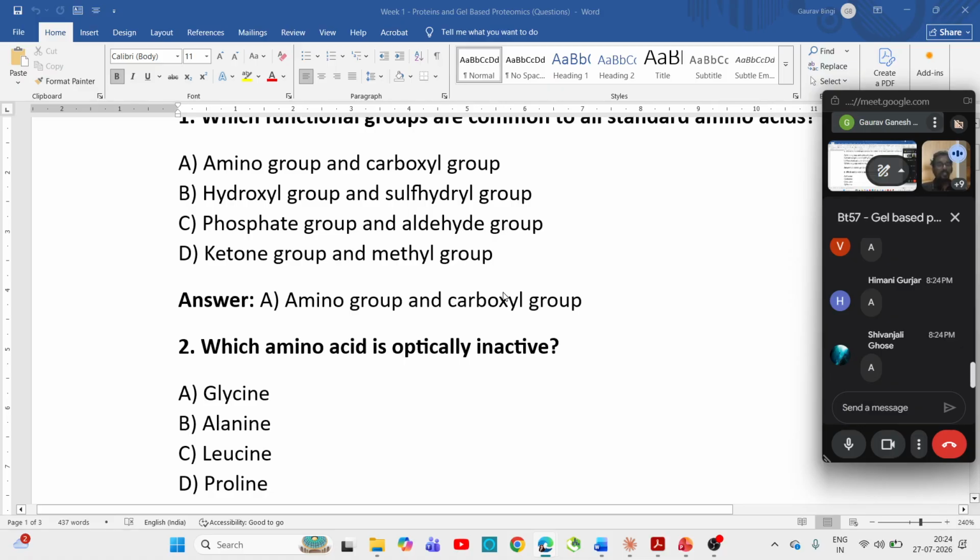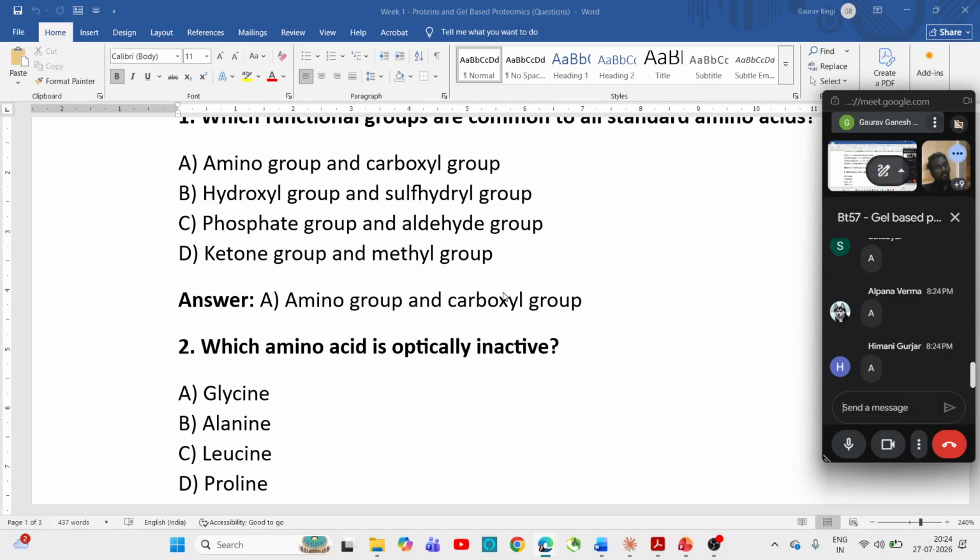So which amino acid is optically inactive? The alpha carbon is the middlemost carbon. On one side there is an amino group, on one side there is a carboxyl group. The carbon has four chains, right? It has one hydrogen and there is one side chain. If that side chain is the same as either the amino group, carboxyl group, or hydrogen, that will make it optically inactive. If all four are different, it will be optically active.